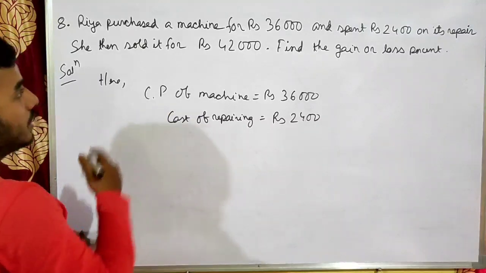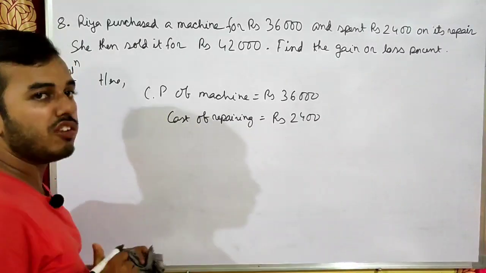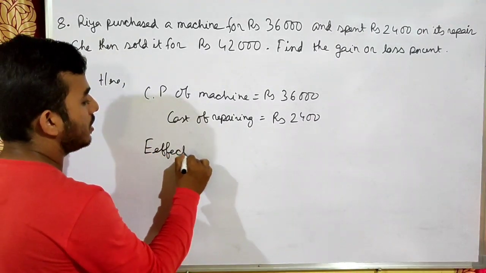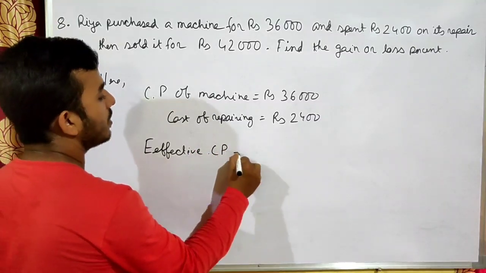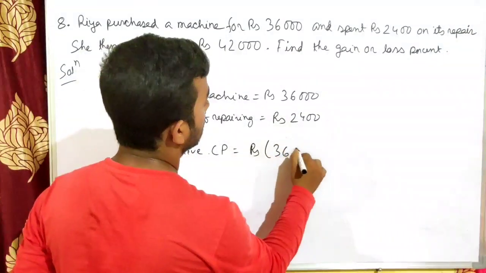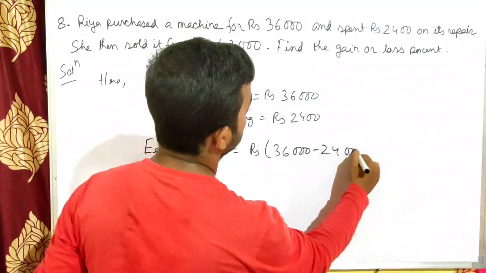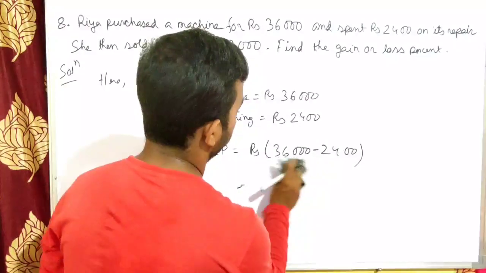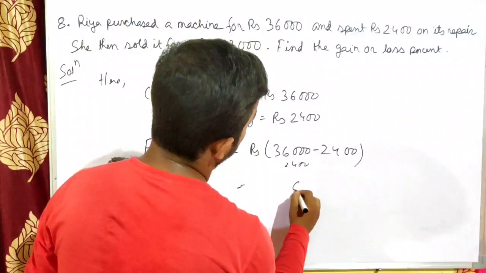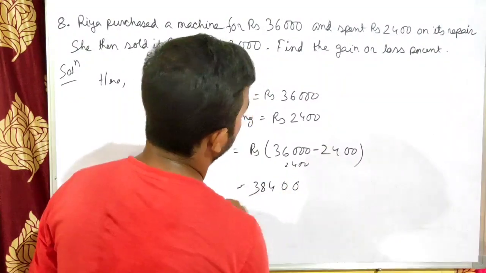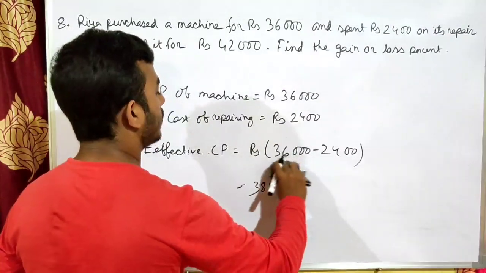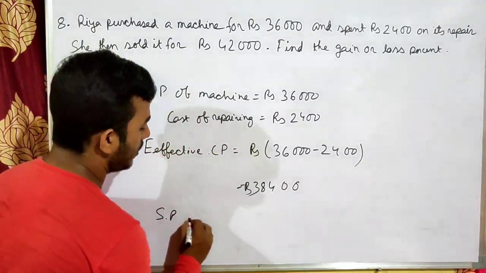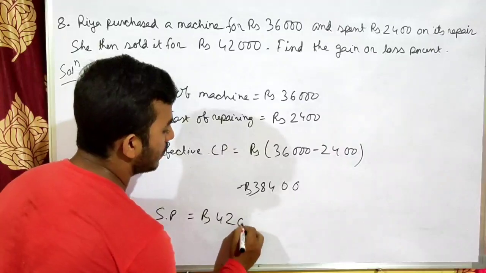And now she sold it, so we have to find out the effective cost price, that is the total cost price. So we'll write effective CP equals rupees 36,000 plus 2,400. Okay, so it will be 38,400. And here SP is rupees 42,000.